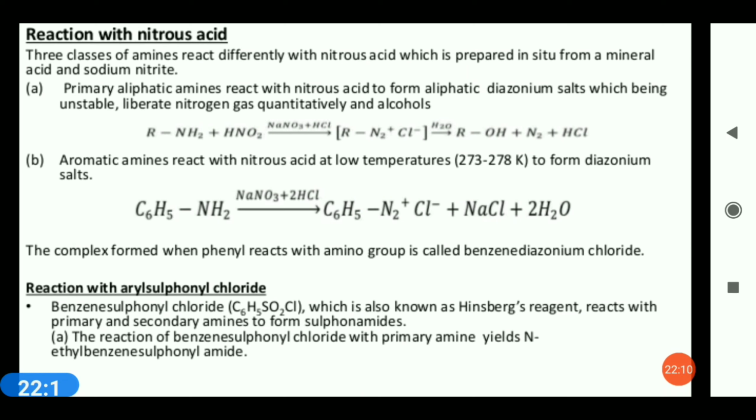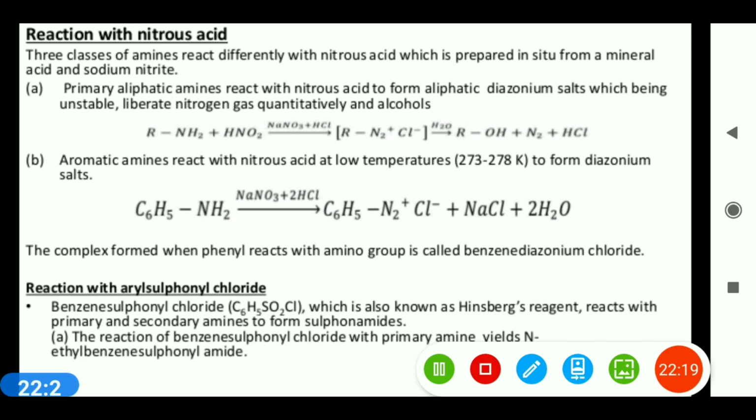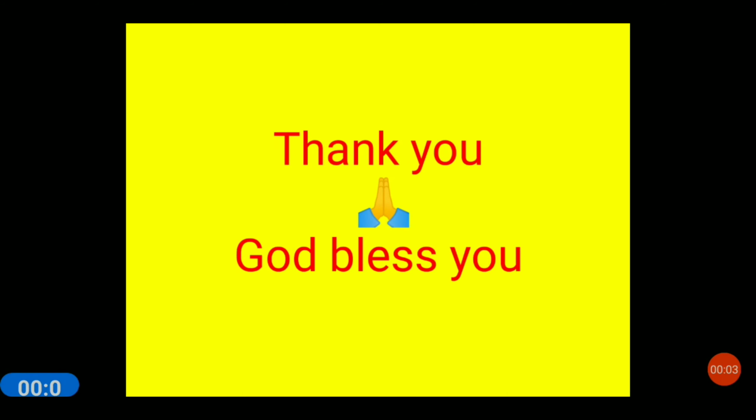Reaction with nitrous acid, we'll see all these reactions in the next video. So for today, we have discussed reactions till the carbylamine.